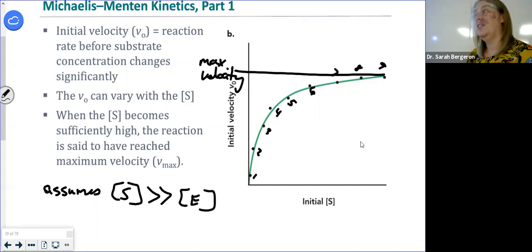You said we don't want the enzyme to be the limiting factor? We don't want the enzyme to be the limiting factor. That is correct. So you're assuming a very high concentration of substrate compared to your enzyme concentration. So we're reaching a max velocity inside of our reaction, right? Because we have just saturated this enzyme with substrate. There is so much that you can't go any faster. This is the limit of that enzyme.